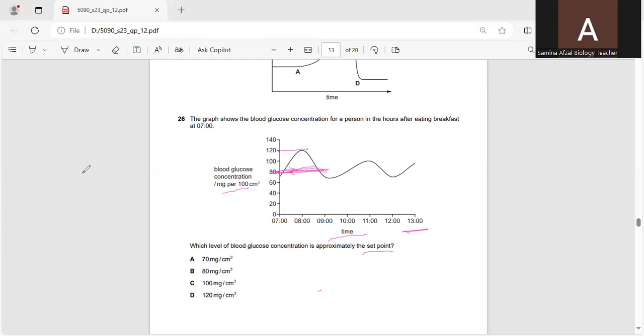So answer 70 mg? No, it is when he has not taken the breakfast. So A is not, 100 is not, it is above the set point. So B is the set point for glucose concentration. Next, move towards the next question.